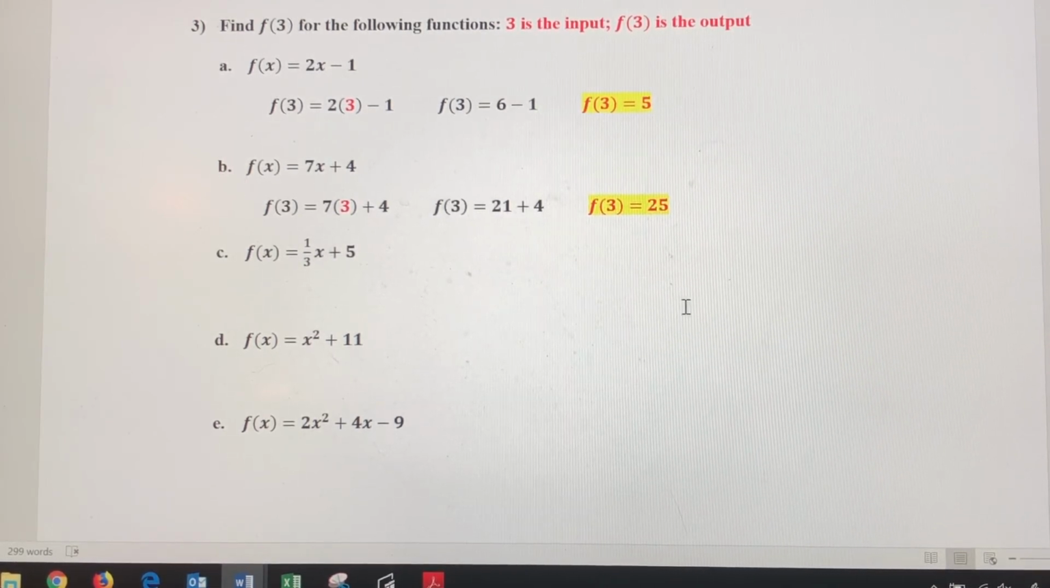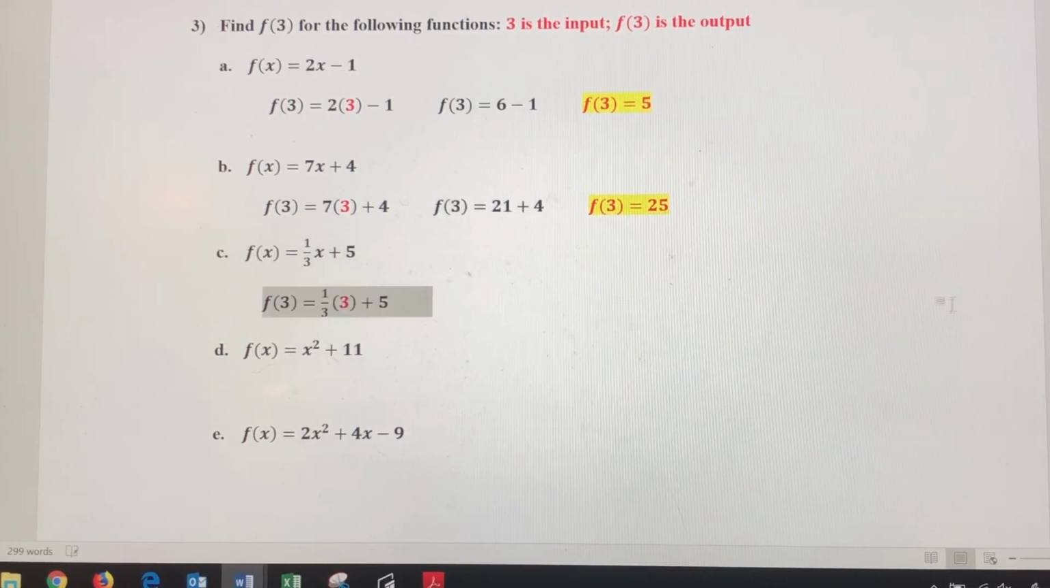Okay. All right, so let's do C. We've got f of x equals 1/3 x plus 5, and we want to find f of 3 again. So again, we're replacing x with 3. Okay, we want to multiply 1/3 times 3 is positive 1, and then 1 plus 5 would give us 6. Okay, so an input of 3 gives us an output of 6. If we plugged in a different value for 3, then we'd get a different output for f of x, or in this case, f of whatever that value would be.